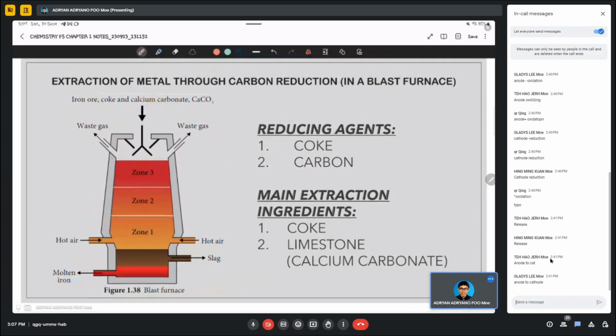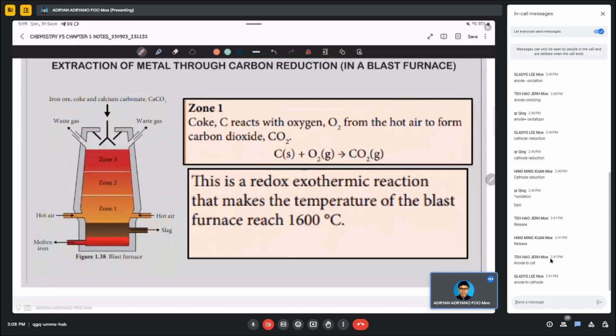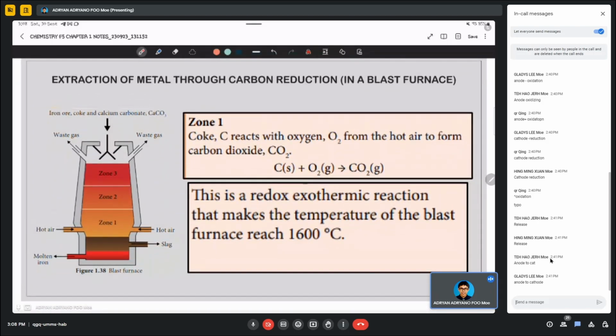Okay, what about this? Carbon reduction in a blast furnace. The reducing agent is coke or carbon. Coke is actually carbon. The main extraction ingredients are coke and limestone, or calcium carbonate. You need to understand these. Alright, this one you can read through. I will just go through it. Okay, zone 1, we look from the bottom upwards. In zone 1, the coke will react with oxygen from the hot air to form carbon dioxide. This is a redox, exothermic reaction. That makes the temperature of the blast furnace reach 1700.